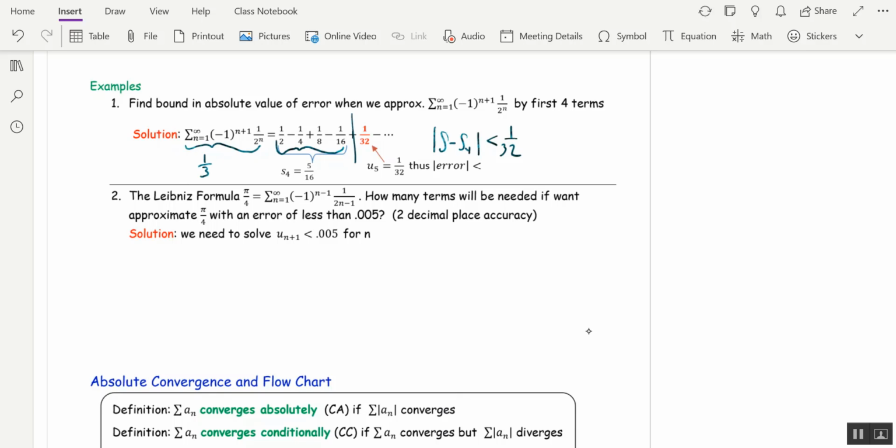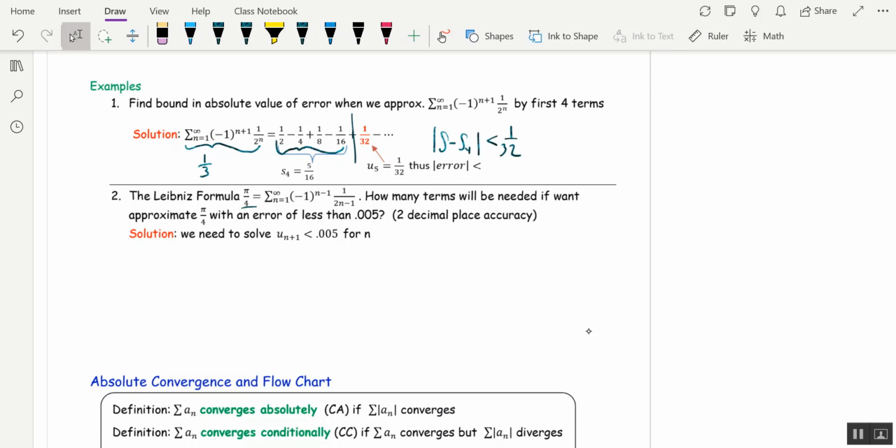Okay, let's do another one. This one's more interesting. This one is like, how many terms do you need to get a certain amount of accuracy? So the Leibniz formula is a formula that actually gives you a formula for pi, in this case pi over 4, and here it is right here. How many terms would you need to use if you wanted to approximate pi over 4 with an error of less than 0.005? So according to our error estimation theorem, we need u_(n+1) less than 0.005.